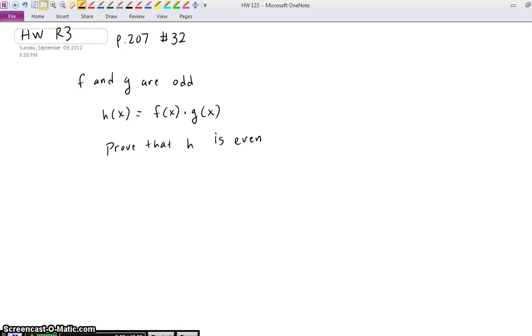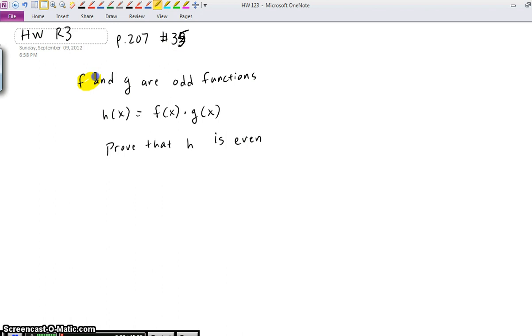All right, this is from the third review homework. This is page 207, number 35, which states that f and g are odd functions, and that h of x is equal to f of x times g of x, and we're supposed to prove that h is even. Okay, so the big question, I guess, is how do you prove something here? But let's start with what we know.